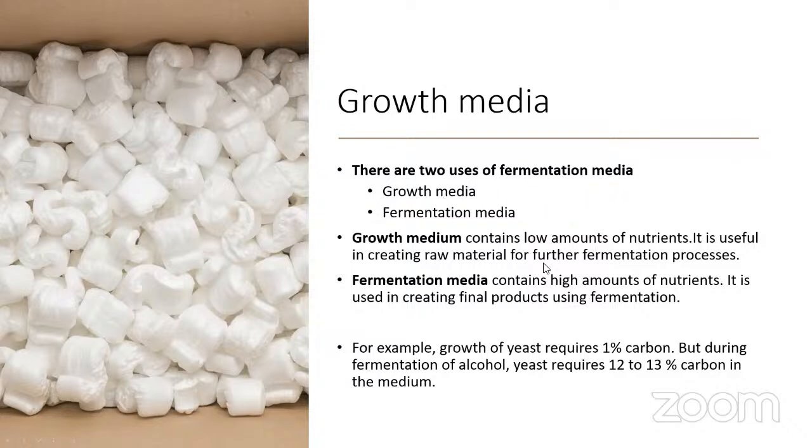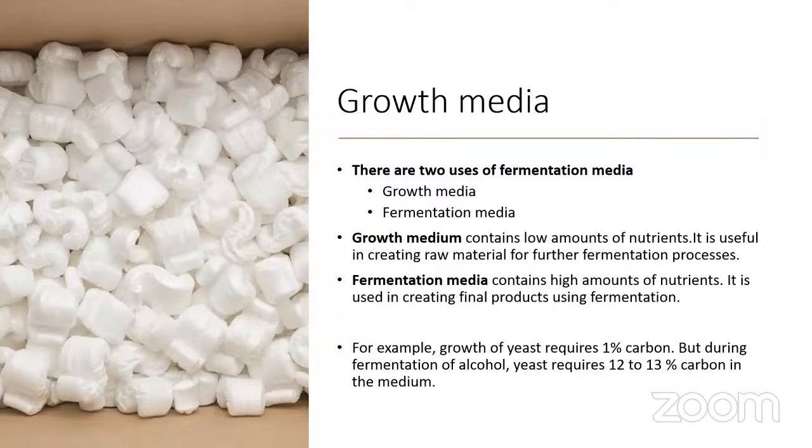One is a growth medium where you have low amounts of nutrients, but you create raw material for further fermentation. And then you have fermentation medium, which contains high amounts of nutrients, and you are looking at final products to be formed. For example, growth medium for yeast requires 1% carbon. But if you are looking at fermentation of alcohol, where alcohol is the final product, we need to give the yeast almost 10 to 13 to 15% carbon in the medium so that it can go further.